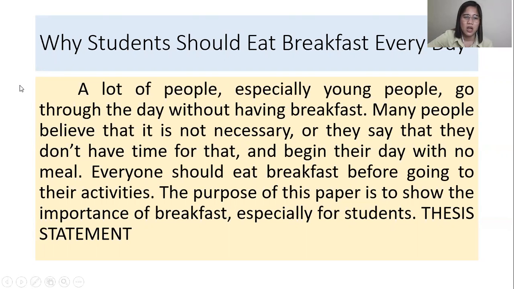introduction. A lot of people, especially young people, go through the day without having breakfast. Many people believe that it is not necessary, or they say that they don't have time for that and begin their day with no meal. Everyone should eat breakfast before going to their activities.